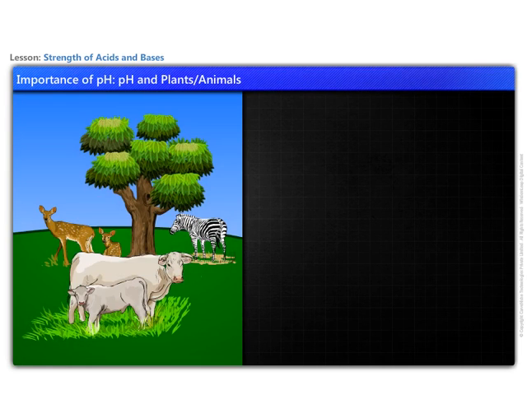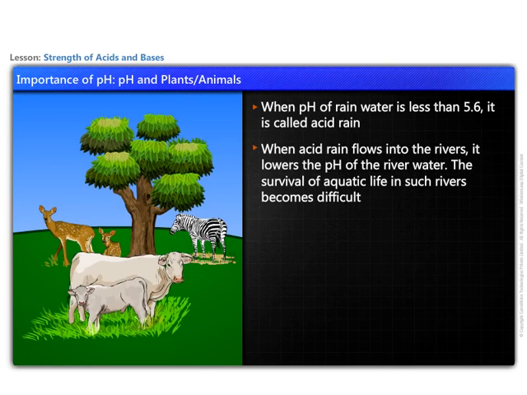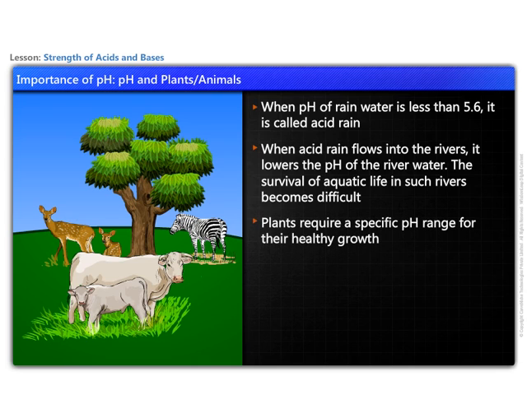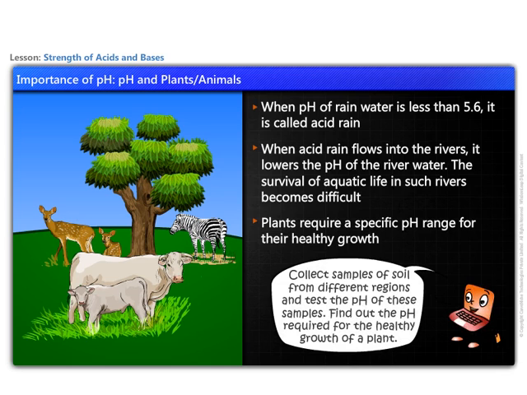pH and plants and animals. When the pH of rainwater is less than 5.6, it is called acid rain. When acid rain flows into the rivers, it lowers the pH of the river water. The survival of aquatic life in such rivers becomes difficult. Plants require a specific pH range for their healthy growth. Collect samples of soil from different regions and test the pH of these samples. Find out the pH required for the healthy growth of a plant.